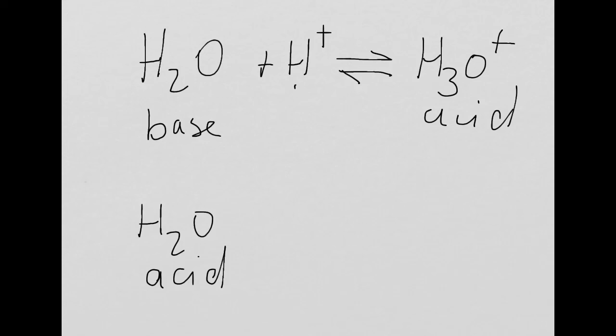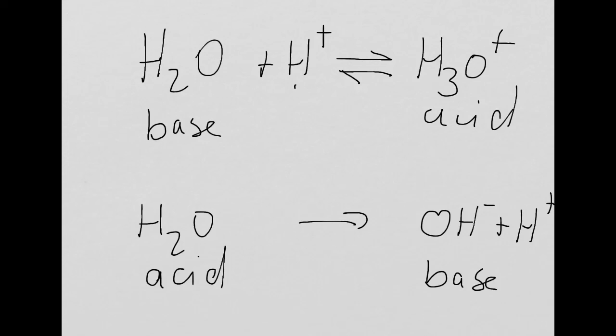What is the associated base? Hydroxide ion. OH minus. Because the acid gives off a proton. So the OH minus gets hold of a proton and is converted into the acid.